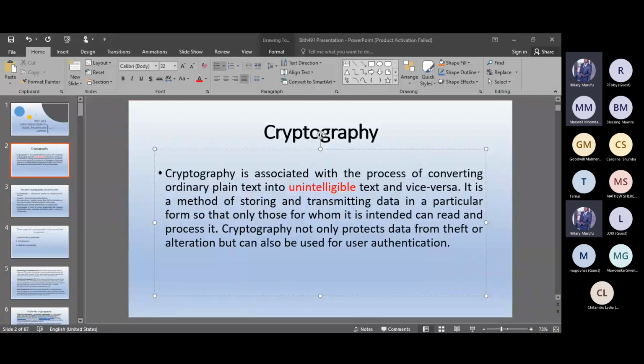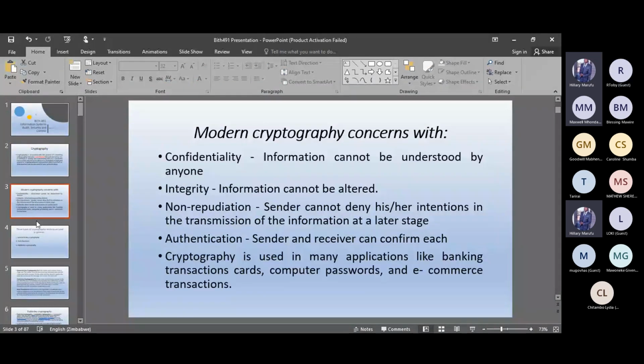Anyway, moving on. We said there's confidentiality, integrity, authentication, and non-repudiation, which simply means you can't deny who sent it, if you sent it or you received it. Then cryptography: there are a lot of applications which use cryptography, from your phone, to when you've seen on your WhatsApp it says end-to-end encryption.